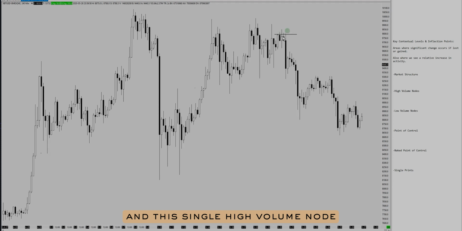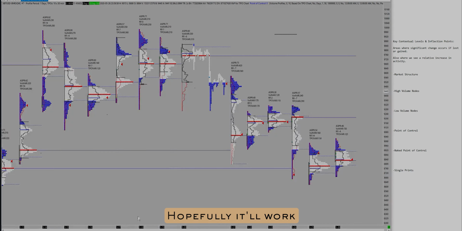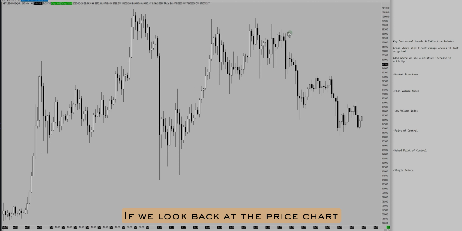And this single high volume node within this structure, so if we go back to the TPO, there we go. This single high volume node right here that we could see occurred between 97.20 and around 98.40. If we look back at the price chart, we see that that extreme was coinciding with a significant swing point within market structure looking at the 4-hour chart.